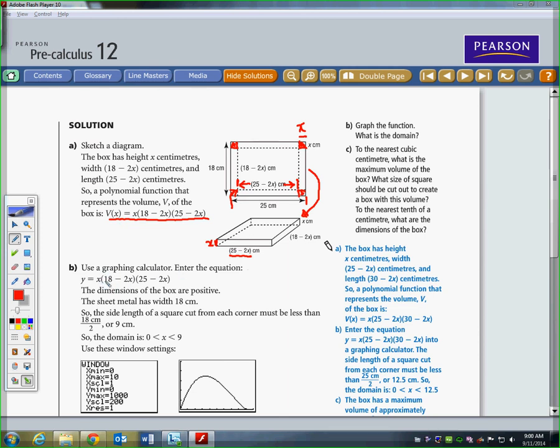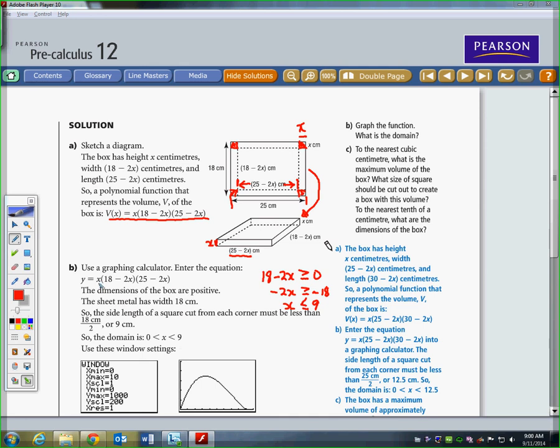Okay, so using a graphing calculator, you put that one in. The dimensions of the box have to be positive. So if the dimensions of the box have to be positive, this one has to be positive. This one here, 18 minus 2x, has to be greater than or equal to 0. So similarly, minus 2x has to be greater than or equal to negative 18. So in other words, x has to be less than or equal to 9, just like we did before. So that's the important piece here. So the domain is x needs to be between 0 and 9.